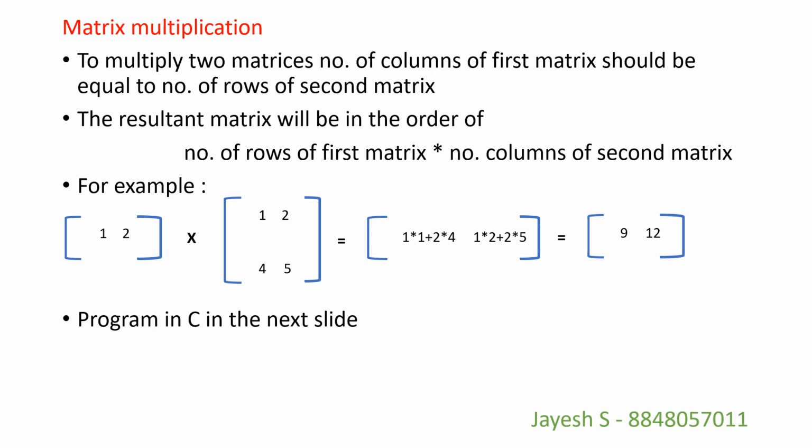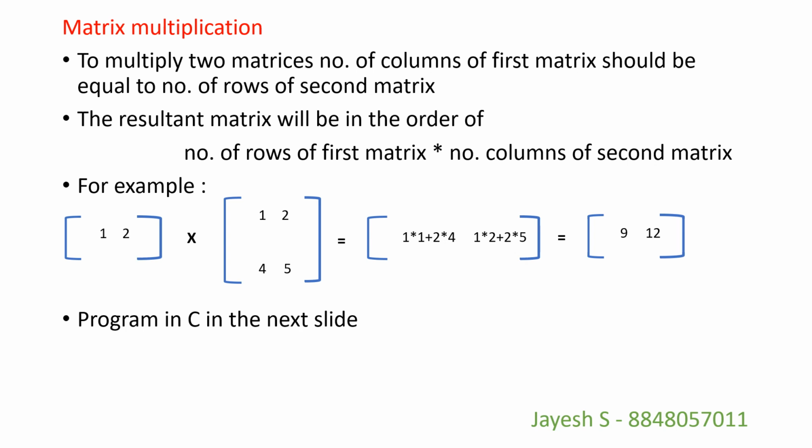The second point says the resultant matrix will be in the order of number of rows of the first matrix into number of columns of the second matrix. That is, the resultant matrix will have rows same as the first matrix and columns same as the second matrix.